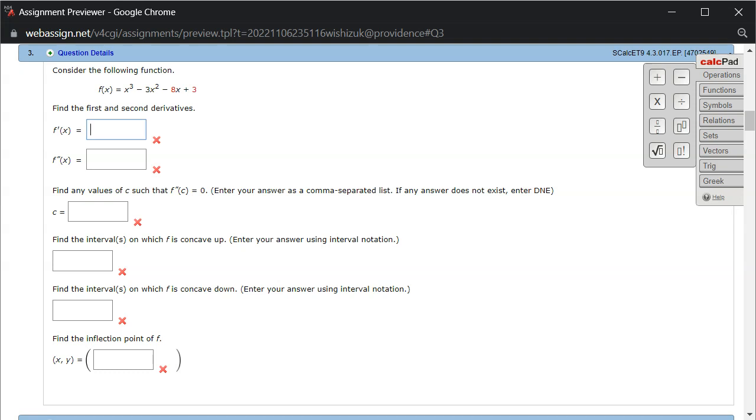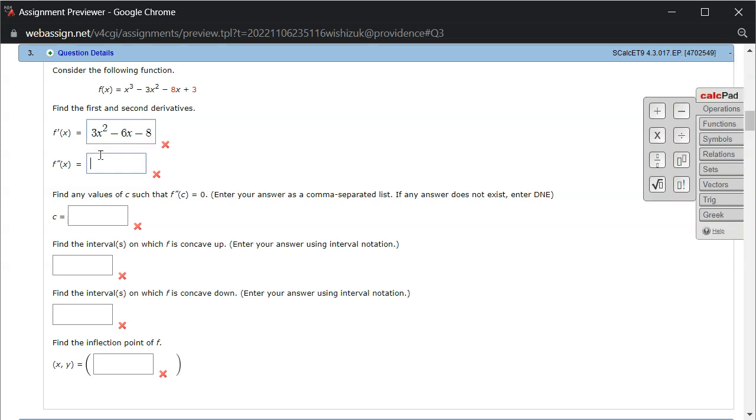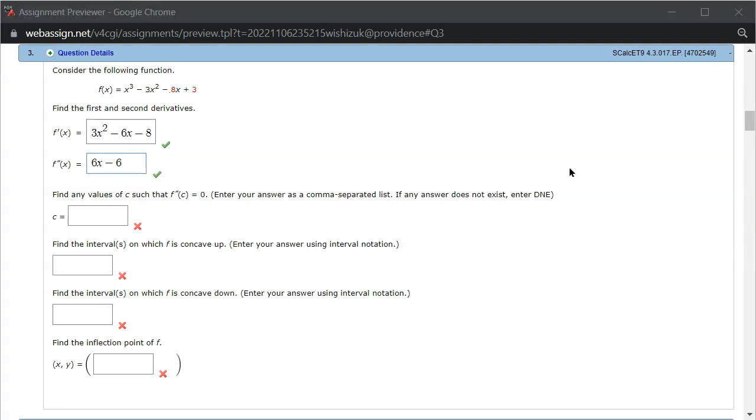So we have 3x squared minus 6x minus 8. And then we have 6x minus 6. Let's check the answer. It came back and looks like we got the first derivative and the second derivative correctly.